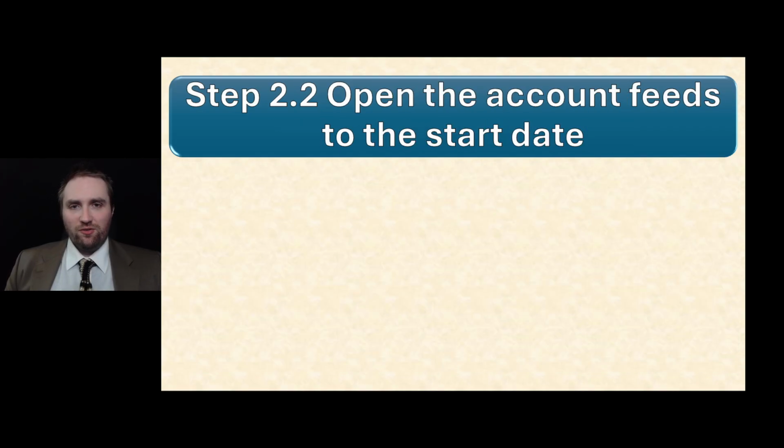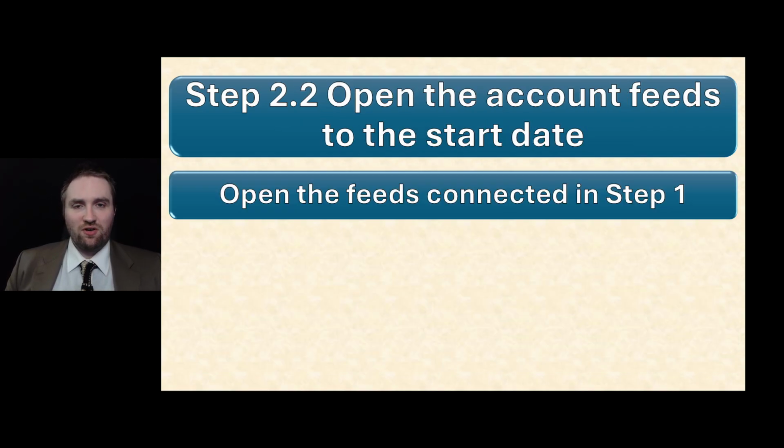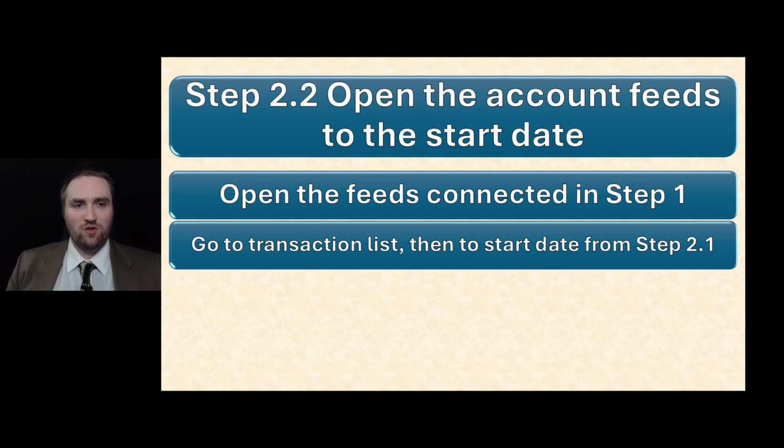Step 2.2. Open the account feeds to the start date. After figuring out where to start, open all the accounts you connected to the business when setting up the books in Step 1, go to the list of transactions, and go to the start date that we just decided in Step 2.1. For example, let's say you have a Chase checking account and start on May 1st.